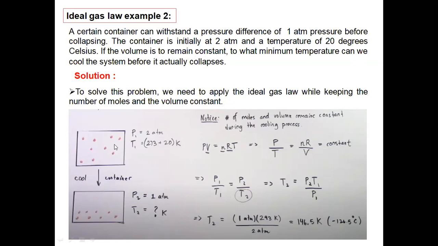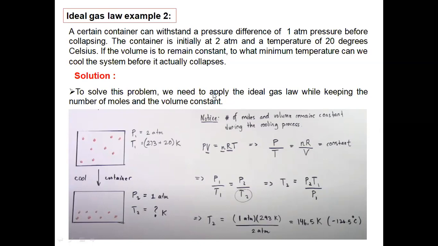So we have the container with P1 at 280 kPa and T1 equal to 20 Celsius plus 273, giving us Kelvin, and we want to cool this container. During the cooling the pressure will go down, so P2 is 180 kPa, and T2 is how much?